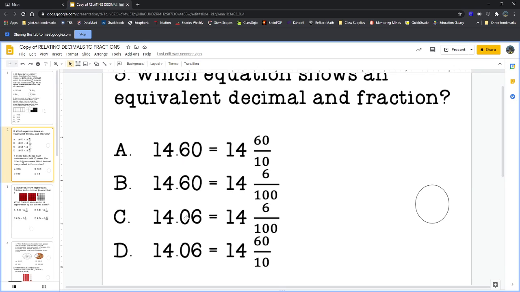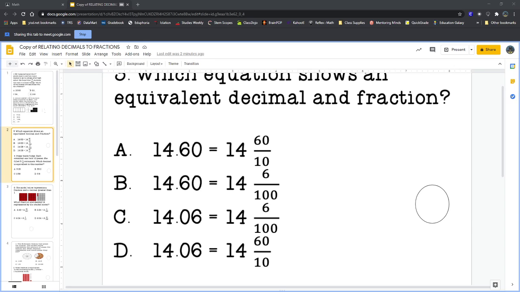Take a look at all of these decimals. Every single decimal they gave me has 2 decimal places. A decimal, a tenth, and a hundredth. That means that my fraction needs to have a denominator of 100.